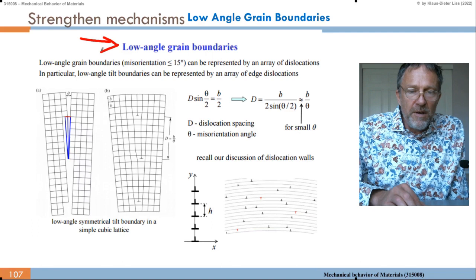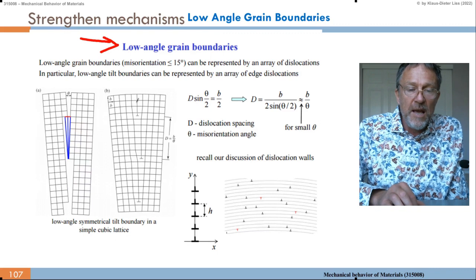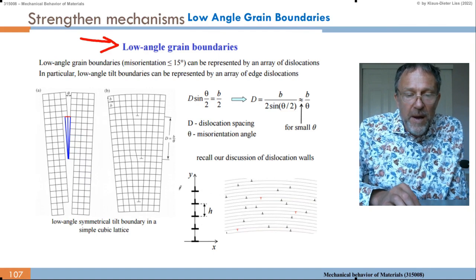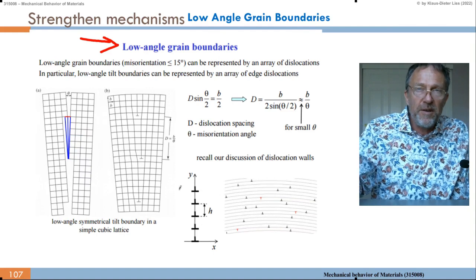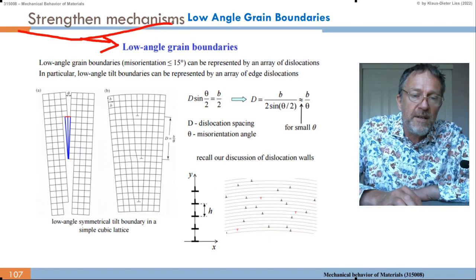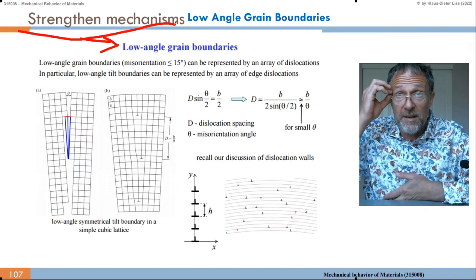So if you look at low angle grain boundaries, actually these are strengthening mechanisms, because the dislocations align along these grain boundaries, or they align like this on top of each other. And if I want to move them away, it costs me energy. So if it costs energy, it makes the material stronger. And that's why we call this a strengthening mechanism. The low angle grain boundary is a strengthening mechanism.